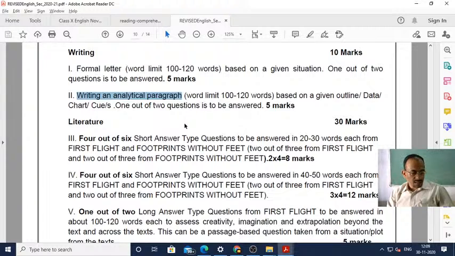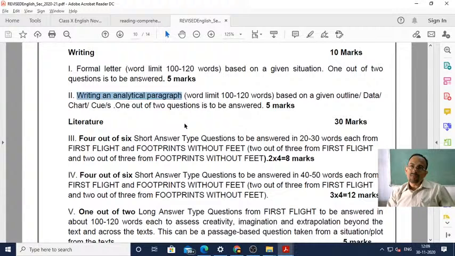Like you'll be given a data survey. Let's say, for example, a COVID-19 survey in the state of Maharashtra they have done. So they will give you this particular survey data, and you will be asked to write a paragraph analyzing the data. Understood? So that is why it is called an analytical paragraph.